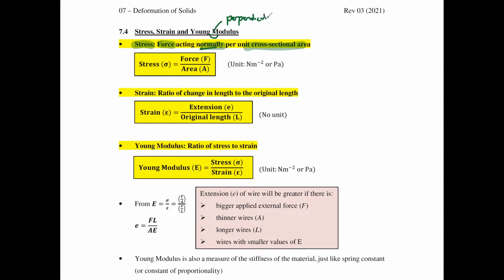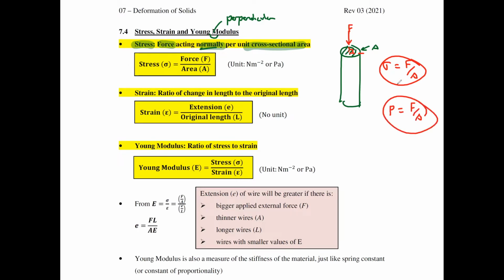What do I mean by that? Let's just say this is your cross-sectional area A, and then you have a force F acting perpendicular to the area. Stress is defined as force over area. You may notice it's a bit similar to pressure. Pressure is also force over area, where we say it's force acting normally per unit area. Stress is something similar: force acting normally per unit cross-sectional area.